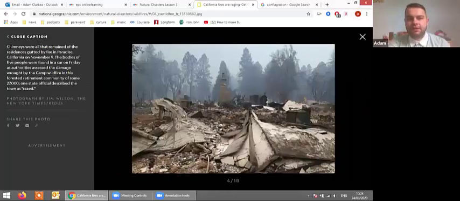Chimneys were all that remained of the residences gutted by fire in Paradise. The bodies of 5 people were found in a car on Friday as authorities assessed the damage. So the town is completely destroyed by this wildfire.